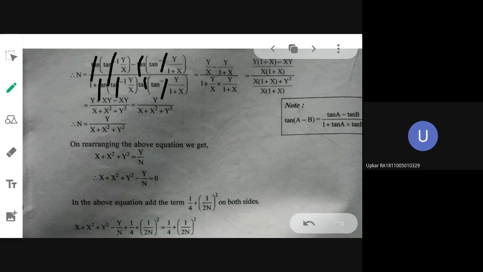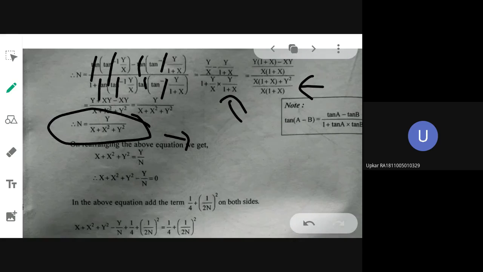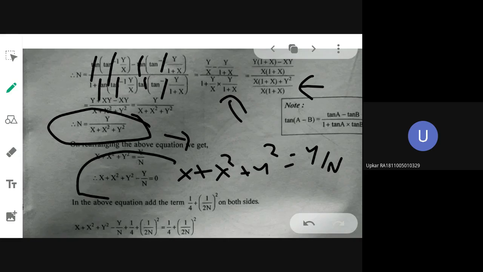So if it is getting cancelled, the resultant equation will be simply y by x minus y by 1 plus x divided by 1 plus y by x into y by 1 plus x. Now you have to simplify this. Then the final equation that you will get is n is equal to y divided by x squared plus y squared plus x. Again you will cross multiply and rewrite the equation like this. You are taking all the other terms to one side and equating that equation to 0. That way you will get that equation.